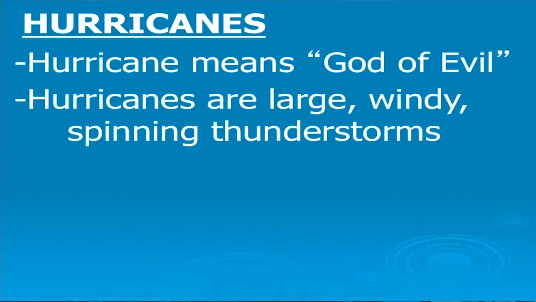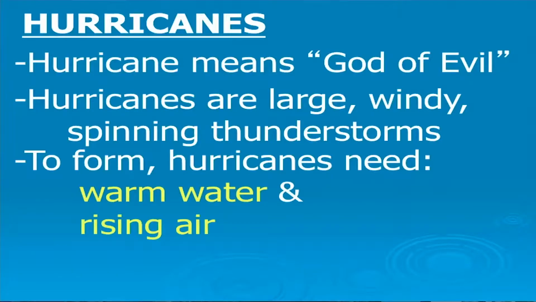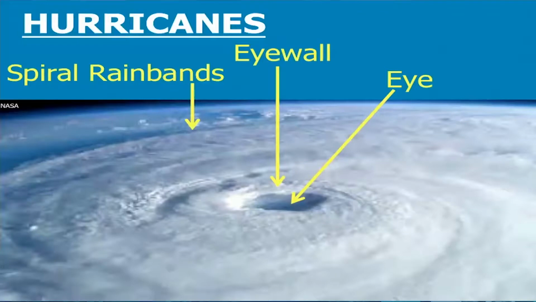It's a large, windy, spinning thunderstorm that forms over the ocean. And they need to form over the ocean because hurricanes have to have two things: warm water and rising air. Rising air makes clouds, and that warm water provides warm air at the surface and instability to cause that air to rise. This is a picture taken from space of a hurricane, and it's not one solid thunderstorm. It's made of spiral rain bands, and then usually in the center there's an eye wall where the strongest winds are, and then a calm, clear eye.